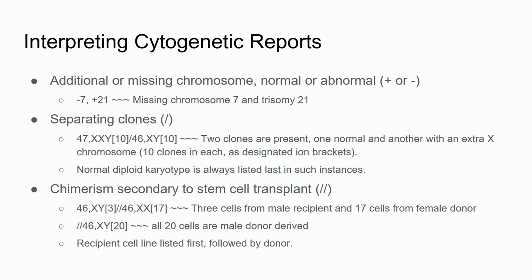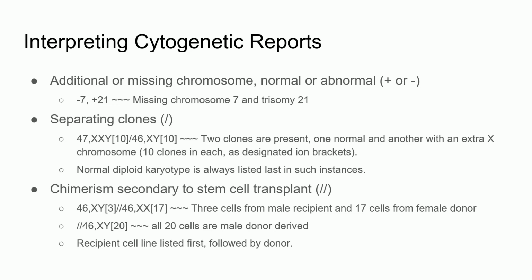Here are some other symbols in cytogenetics that are useful to know. We use the plus and minus signs to designate the addition or absence of chromosomes, such as -7 or +21, to say a missing chromosome 7 or extra chromosome 21. If there is more than one clone present, we separate the two karyotypes by a single slash. In this case, there were two clones, one with an extra X chromosome and the other with a normal karyotype. We always list the normal karyotype last.